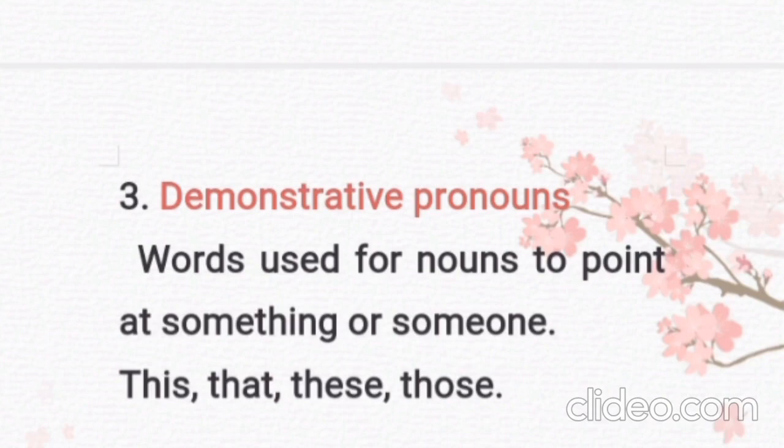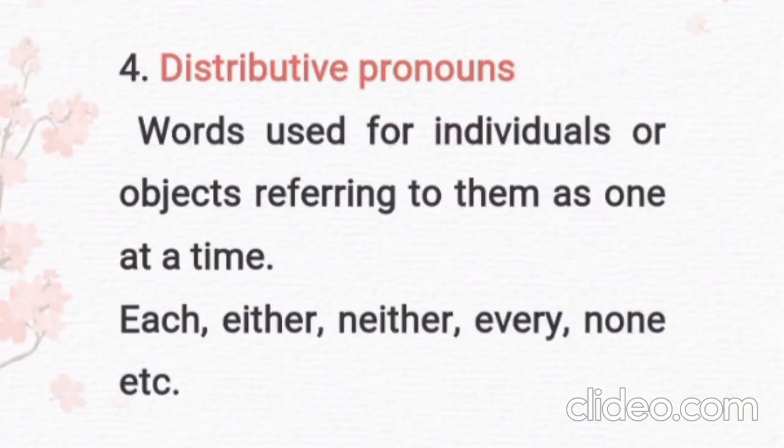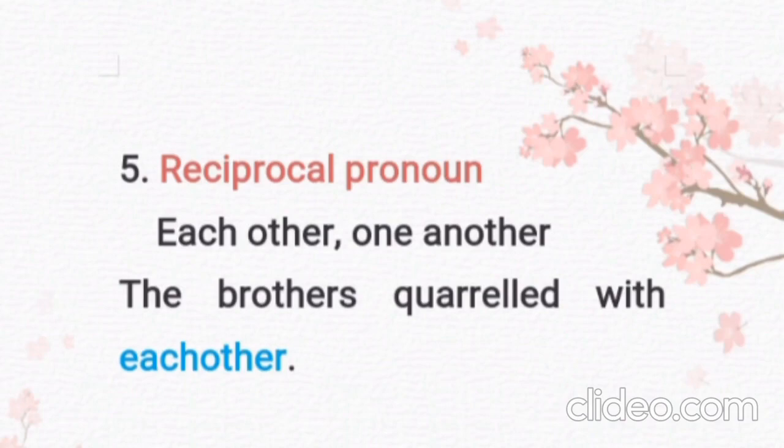Okay. Now the fourth one is distributive pronouns. Words used for individuals or objects referring to them as one at a time. For instance, each, either, neither, every, none, etc. The fifth one is reciprocal pronoun. Each other or one another. See, these are the words which never stand alone.